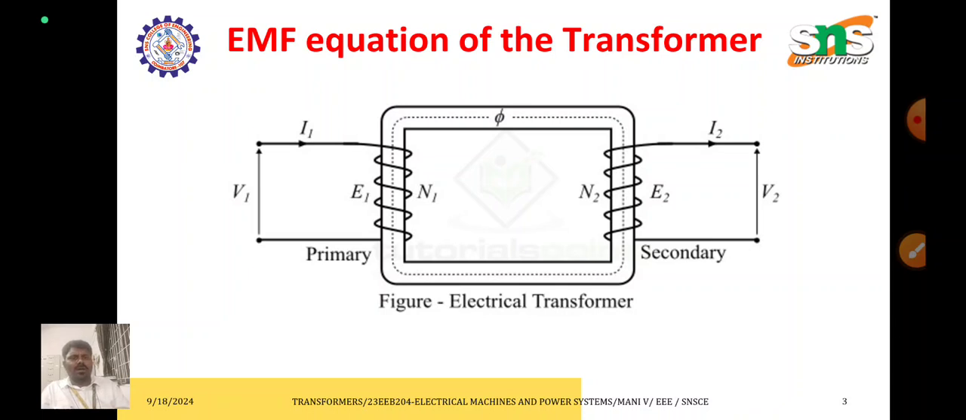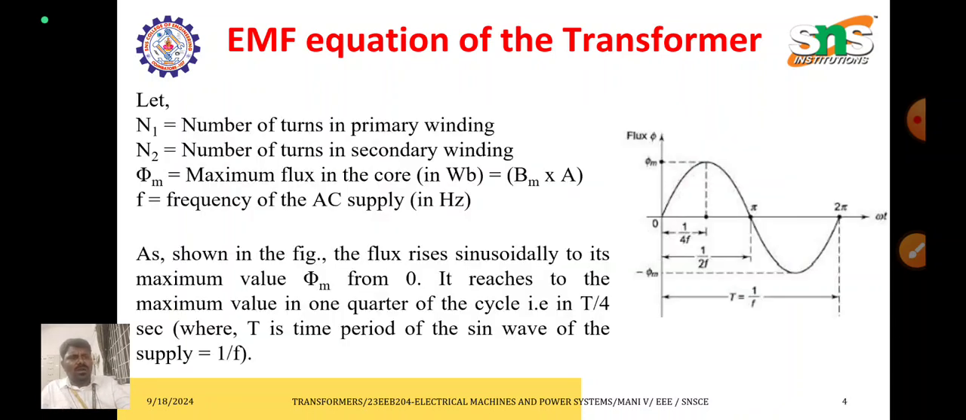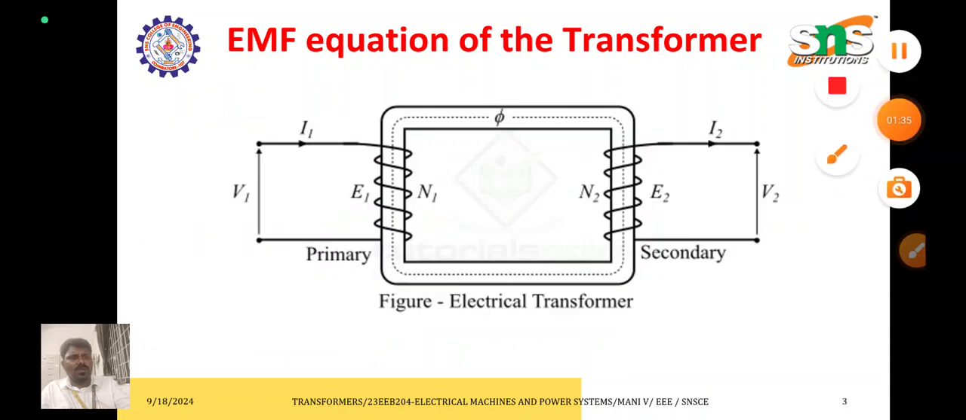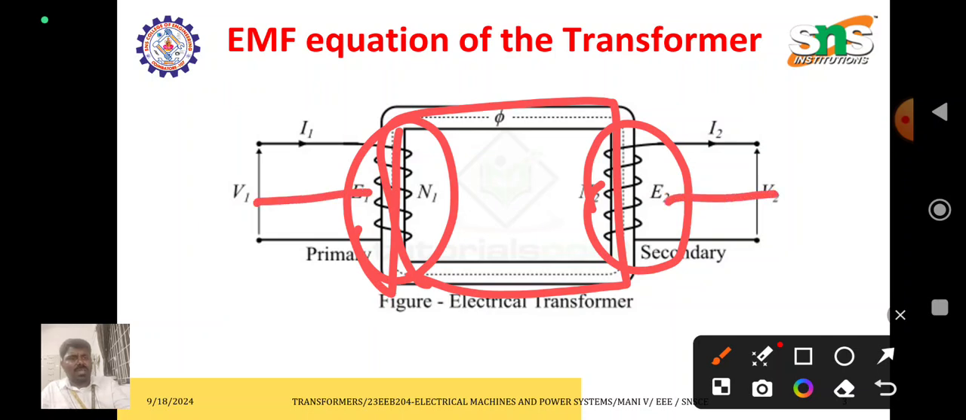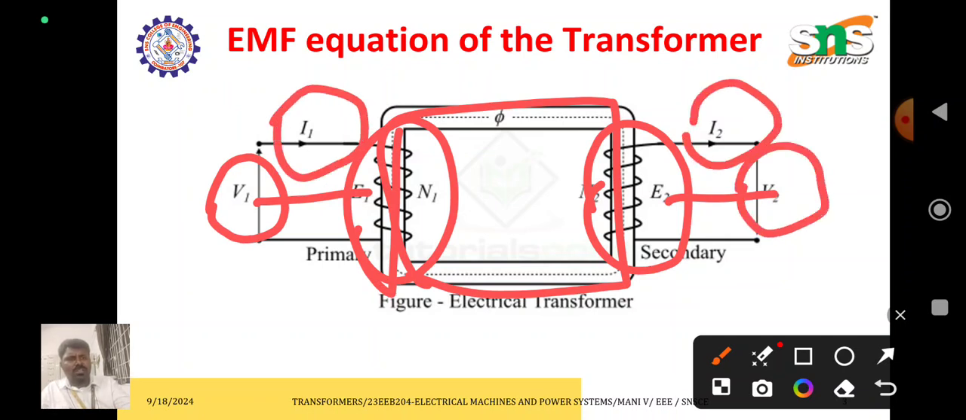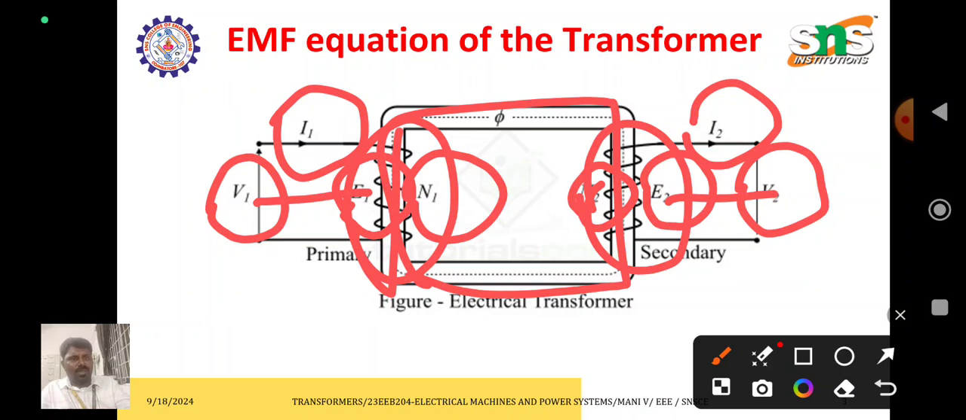So here, this is a general diagram. This is the transformer core, this is the primary winding, which is connected with the source, and this is the secondary winding, which is connected with the load. V1 indicates primary voltage, I1 is the primary current, V2 is the secondary voltage, I2 is the secondary current, E2 is the induced EMF in the secondary, N1 is the number of turns in the primary, N2 is the number of turns in the secondary, and E1 is the EMF induced in the primary.